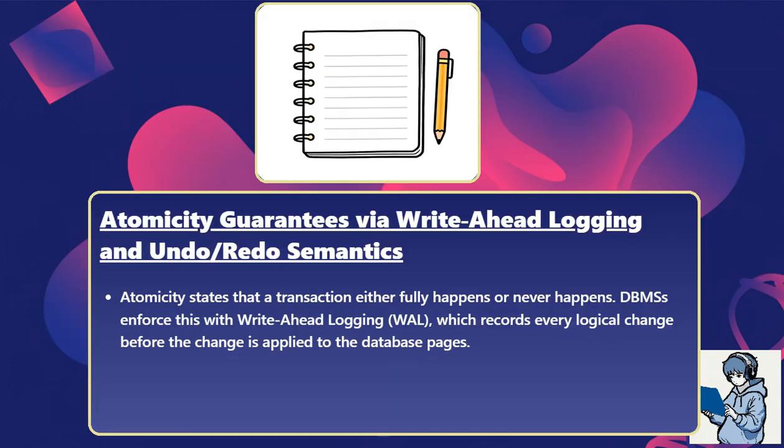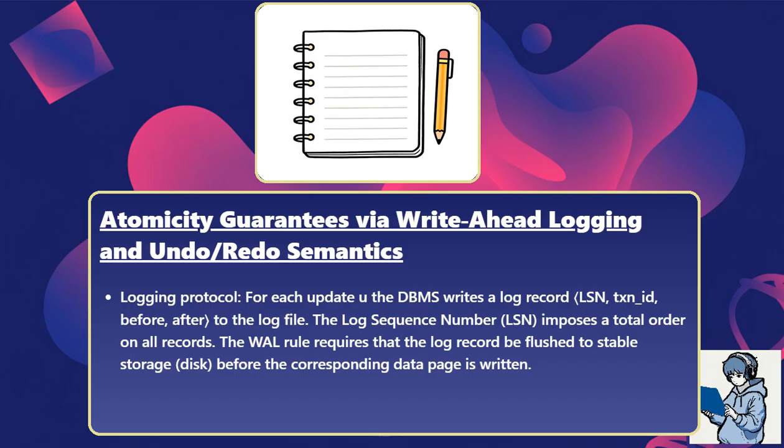Atomicity states that a transaction either fully happens or never happens. DBMSs enforce this with write-ahead logging, which records every logical change before the change is applied to the database pages. Logging protocol: for each update the DBMS writes a log record <LSN, transaction ID, before, after> to the log file. The log sequence number, LSN, imposes a total order on all records. The write-ahead logging rule requires that the log record be flushed to stable storage (disk) before the corresponding data page is written.